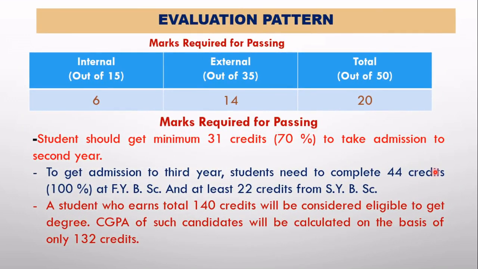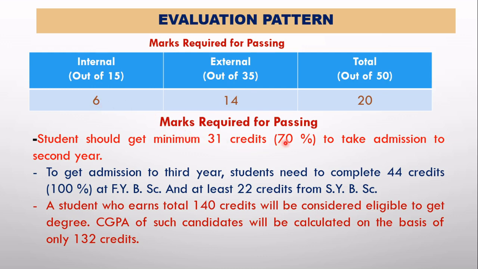Marks required for passing. In internal, any student has to get 6 marks for passing out of 15. In external, that is out of 35, any student has to get 14 marks for passing. So out of 50 marks, the student has to get 20 marks. If he is not getting 20 marks, he will be considered as fail. In external also, if he is not getting 14 marks, he will also be considered fail. Here also he has to get 6 marks.